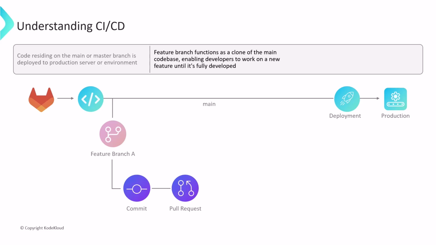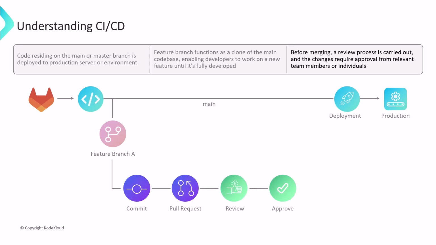But before the merge takes place, a review process is carried out and the changes require approval from relevant team members or individuals. Following a successful merge into the main branch, the code is then deployed either manually or through an automated process to the production environment. This situation poses a significant risk to the application's stability, as there is often no testing conducted on the newly merged code before it reaches the production environment.